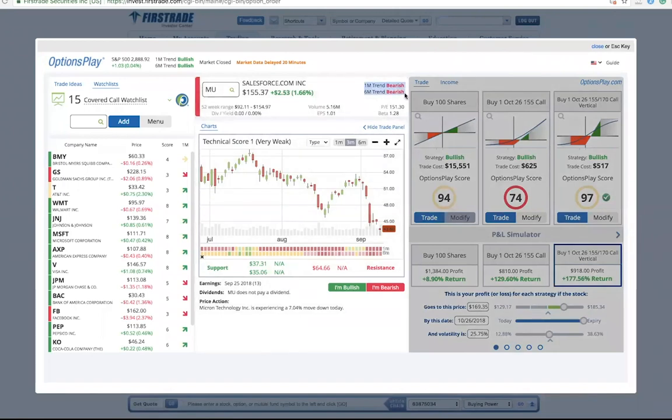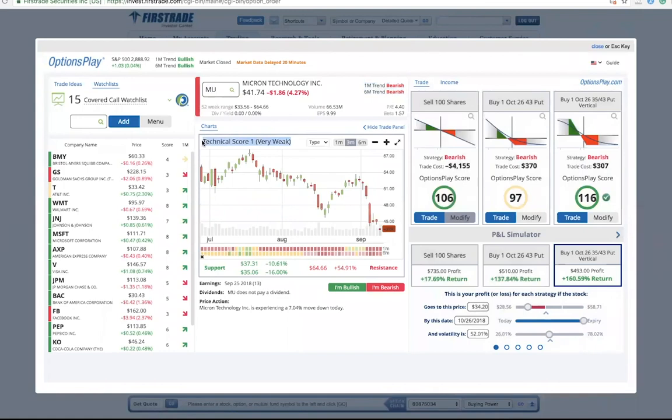As you can see, Salesforce contrasts quite a bit with MU, Micron Technology. As you can see, it's got a technical score of 1, meaning a very weak stock, and the 1 month and 6 month trends are bearish. So this allows you to type in any stock and quickly get a feel for what's currently going on with the stock without having to pull up a lot of charts and put on a lot of indicators in order to do all that analysis.